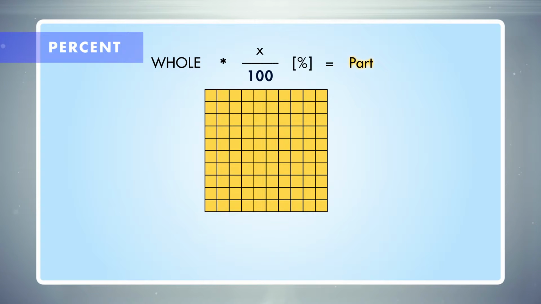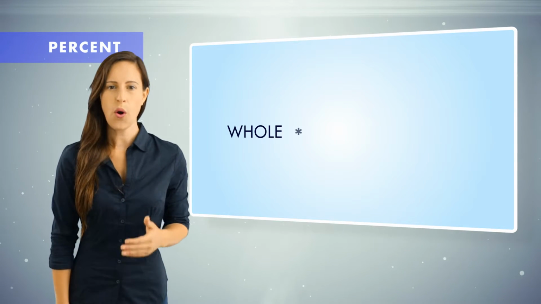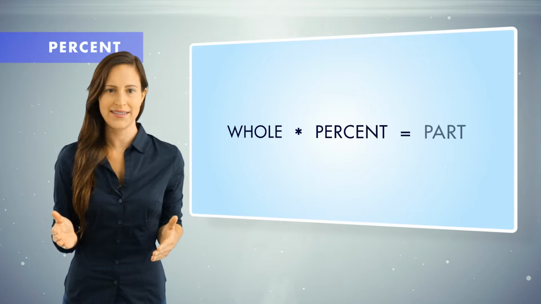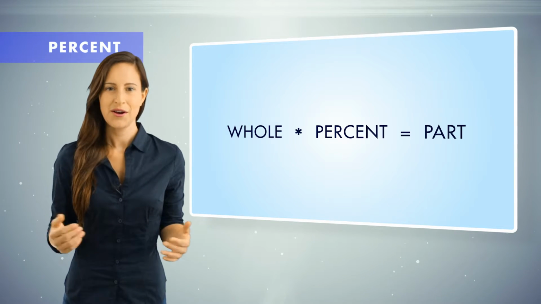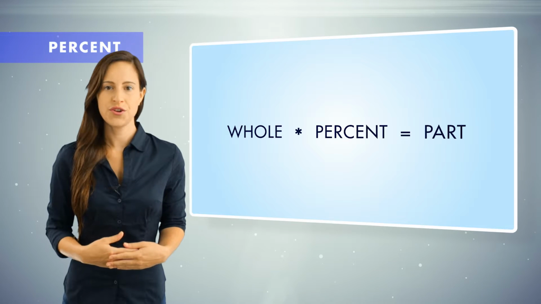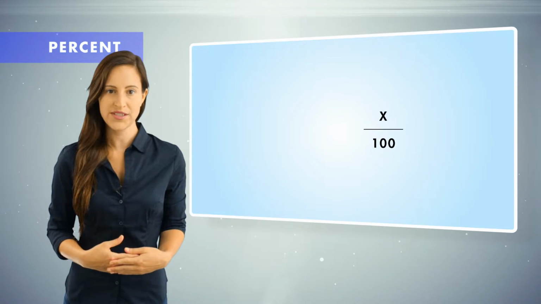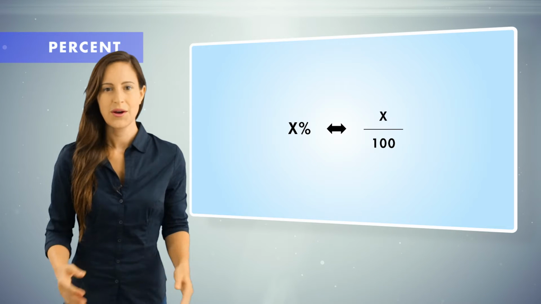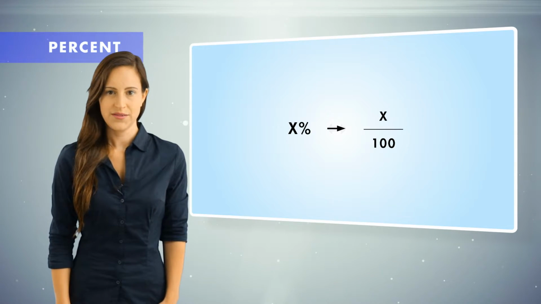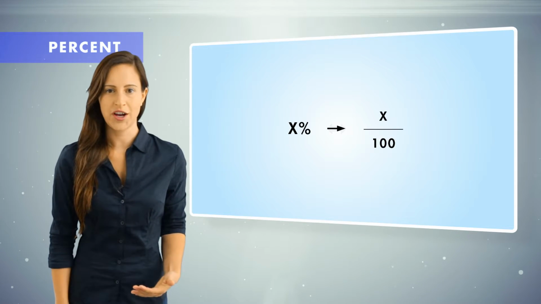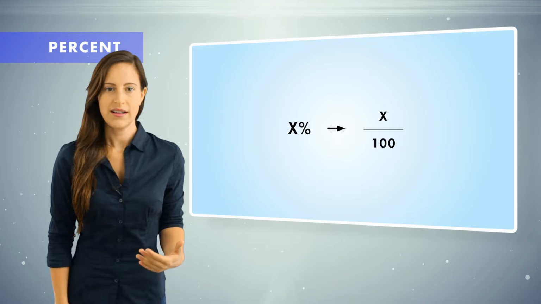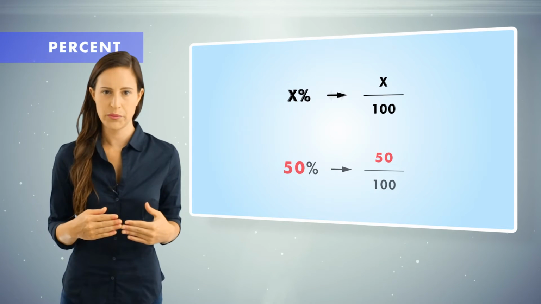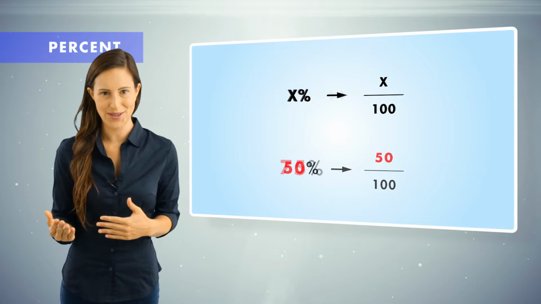This is the part. To solve percentages questions, we will use the simple formula we just created. Whole multiplied by percent equals part. For us to use this formula, we need to know how to convert the fraction into a percent symbol, and the other way around. We said that the percent is a fraction whose denominator is always 100, so if we want to convert the symbol into a fraction, we just need to create a fraction whose denominator is 100. 50% is actually 50 divided by 100.